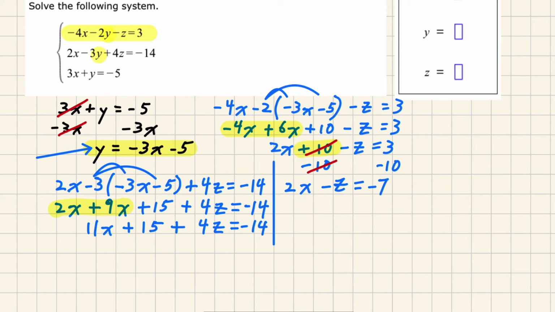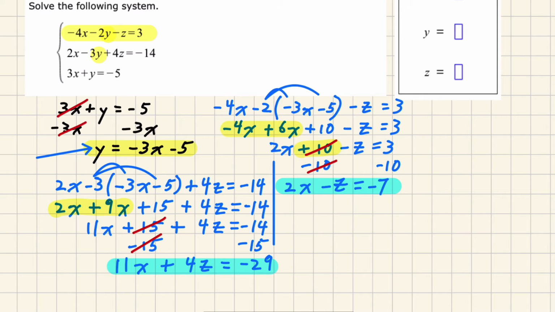I could then move this constant plus 15 to the other side by subtracting it, leaving me 11x plus 4z equals negative 29. And with those 2 steps, we've now changed our problem from a system with 3 variables and 3 equations to a system with 2 variables and 2 equations that we can continue to use substitution to solve.